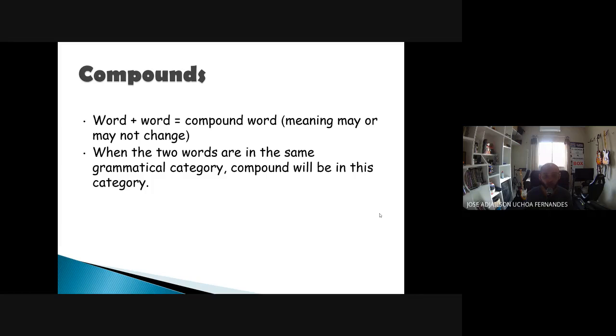When two words are in the same grammatical category, the compound will be in the same category. So if I have noun plus noun, the resultant is a noun. Verb plus verb, the resultant is a verb. Adjective plus adjective, the resultant is an adjective. You see?